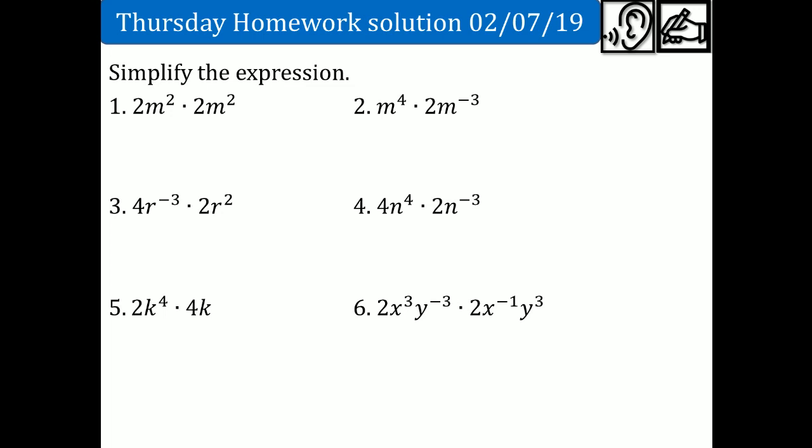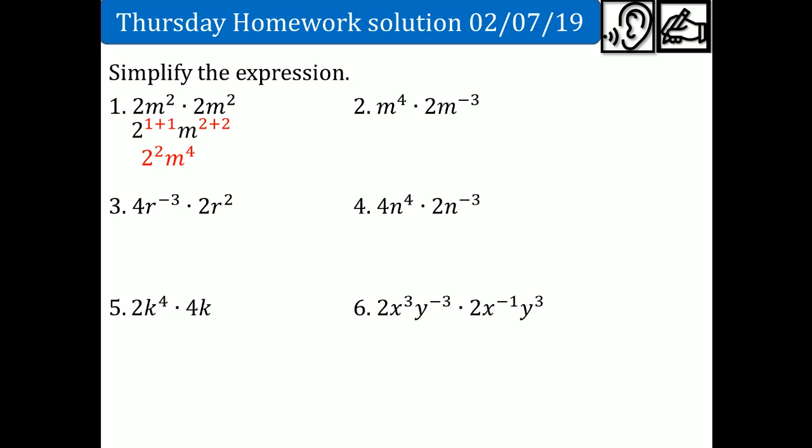Number one, we have 2m squared times 2m squared. I'm going to deal with the constants first. I have 2 to the first power and 2 to the first power. When it multiplies, the exponents add. So it's 2 to the power 1 plus 1. On the right-hand side, you have m squared and m squared, so you add the powers. It becomes m to the 2 plus 2, and the 2 is to the power 1 plus 1. So you simplify: 2 to the second power and m to the fourth power.